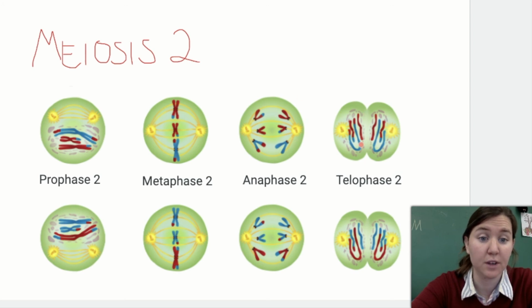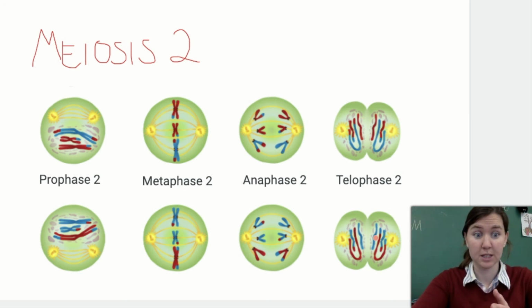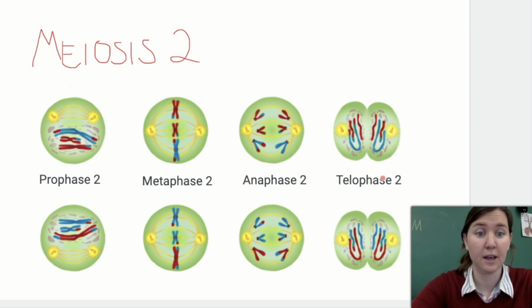Then we move into telophase 2. New nucleus starts to form in each new cell. And then cytokinesis would split these and form our 4 haploid gametes.